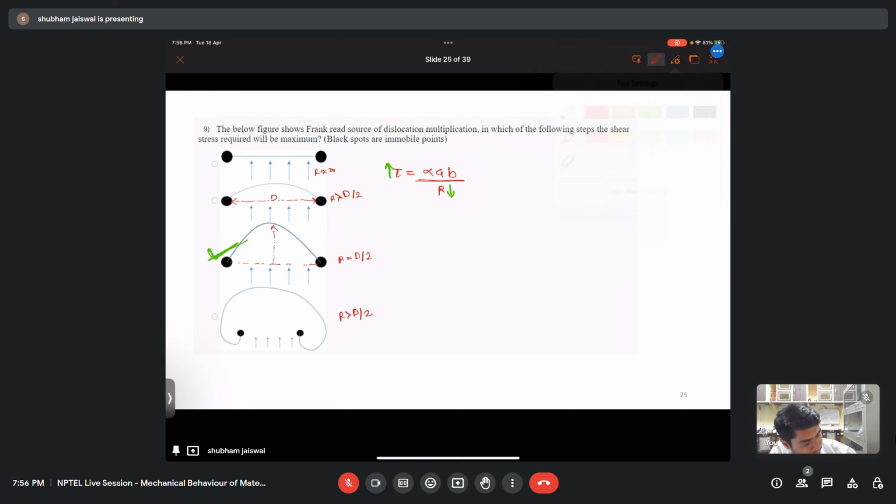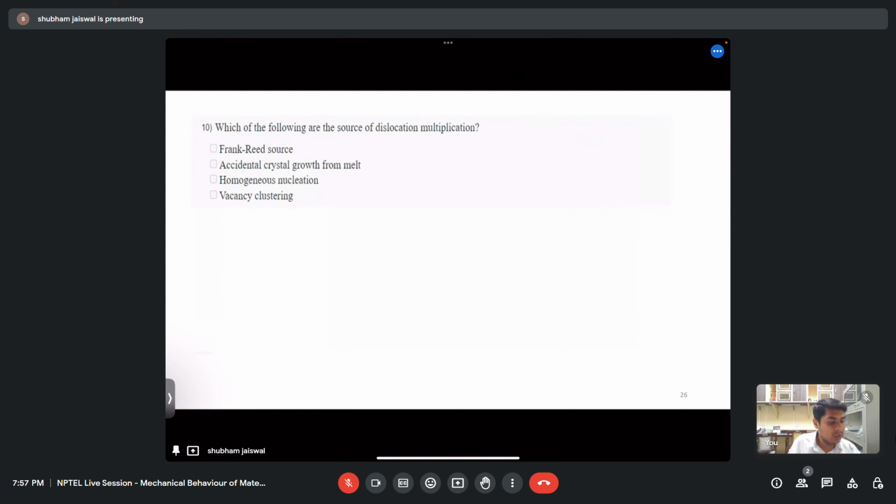So the radius of curvature will be minimum for the semicircle. So that's why our option 3 is correct. So now coming to our next question.